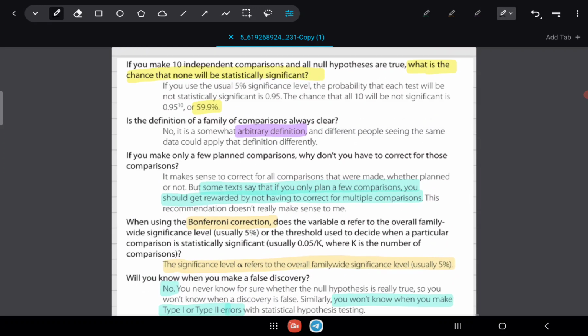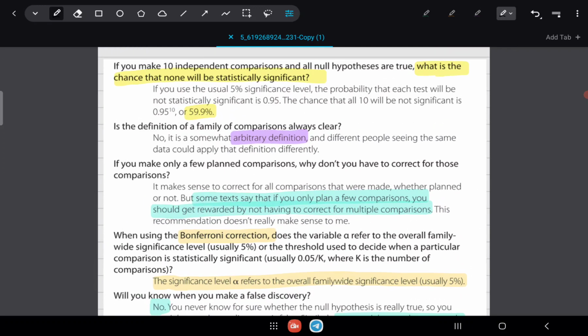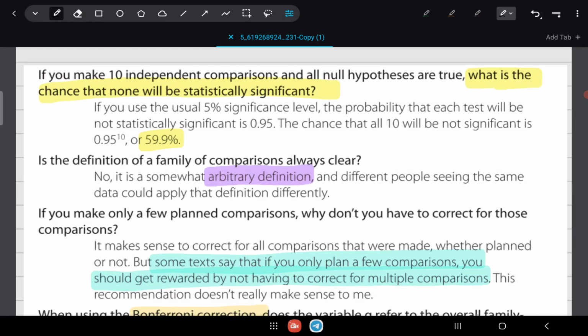Now we'll do some questions. Let's say you make 10 comparisons and the null hypothesis is true for all the comparisons. What is the chance that none will be statistically significant? So try to pause the video and answer these questions yourselves. Basically it is asking you 100 minus FWER, right? If you are making 10 comparisons, the probability that at least one or more than one comparison will be statistically significant is the FWER. But it is asking what is the chance that none will be statistically significant. So it is asking you the chance that 0% of experiments will have a significant p-value. So you have to calculate 100 minus FWER.